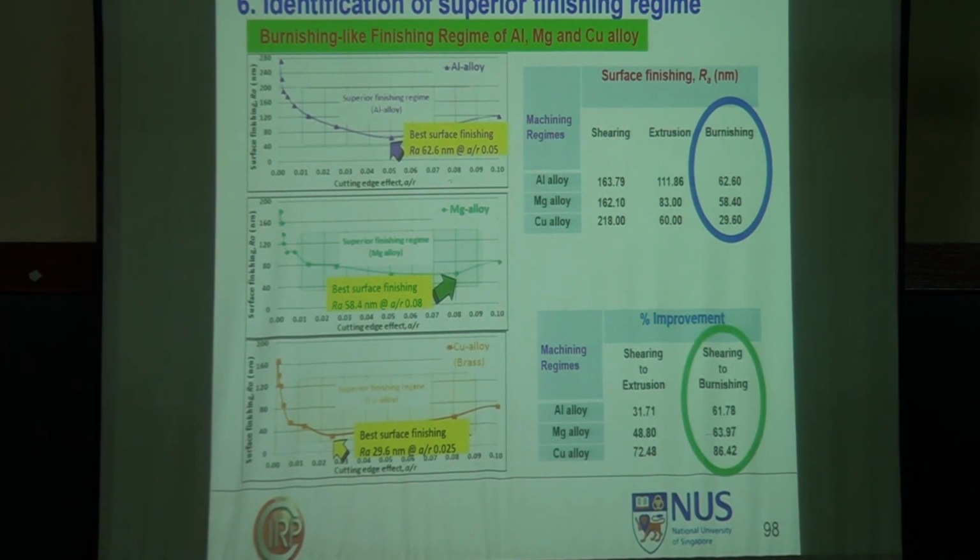And the improvement percentage, shearing to varnishing, is 61%, 83% and 86%. Shearing to extrusion is this percentage, and shearing to varnishing is this improvement. So this is the new zone. In varnishing, material does not get pushed out, material gets suppressed. But you will have to maintain that chip thickness.